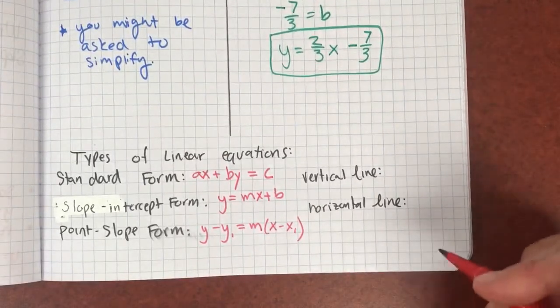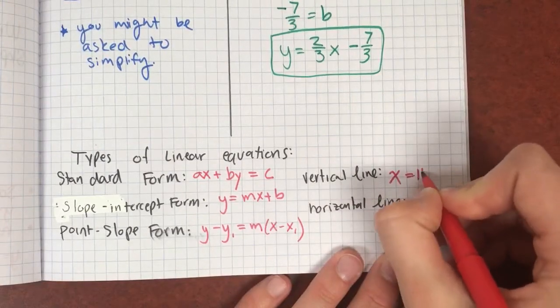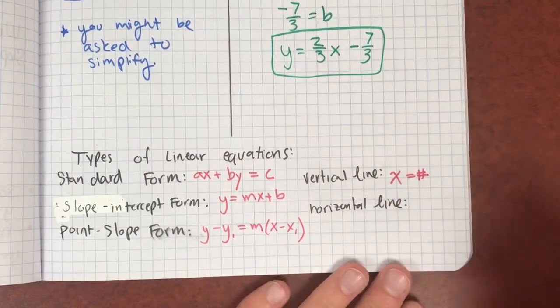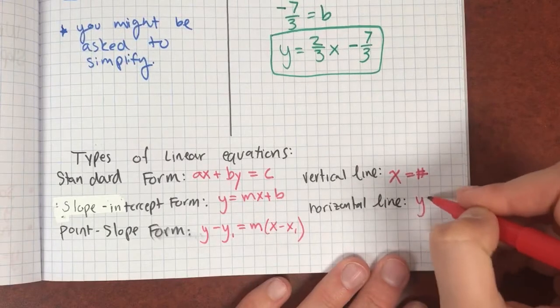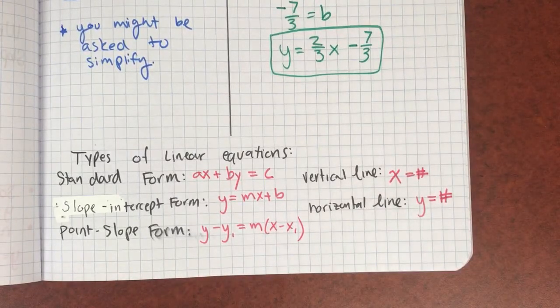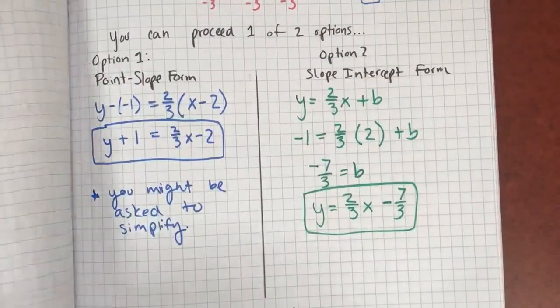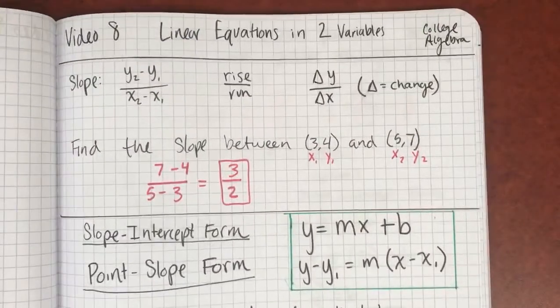Okay, and then our two special lines: vertical lines are x always equals a number. A horizontal line is just y equals a number, and sometimes it's important to remember that. All right, and that was looking at our linear equations.